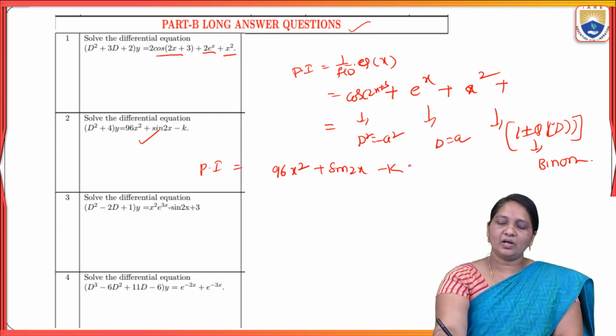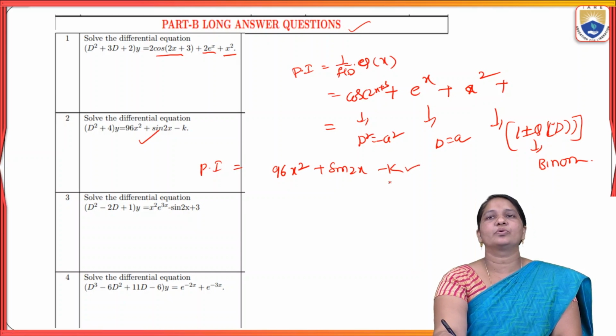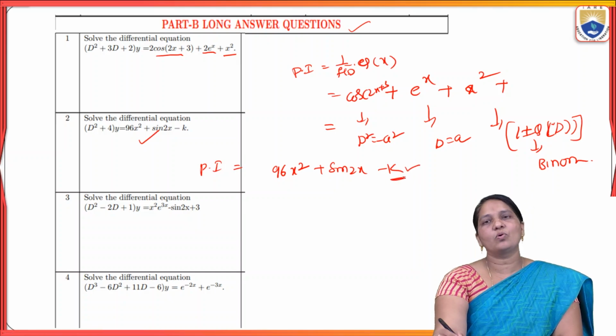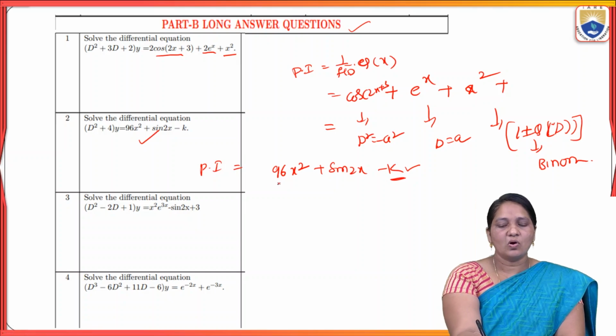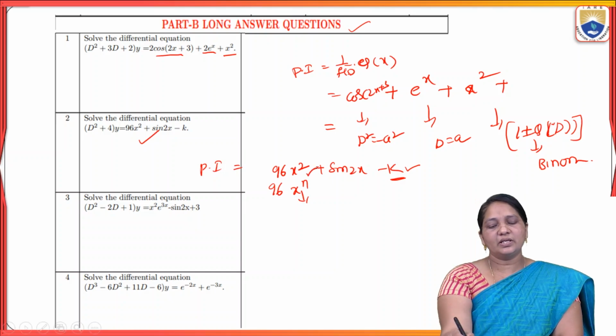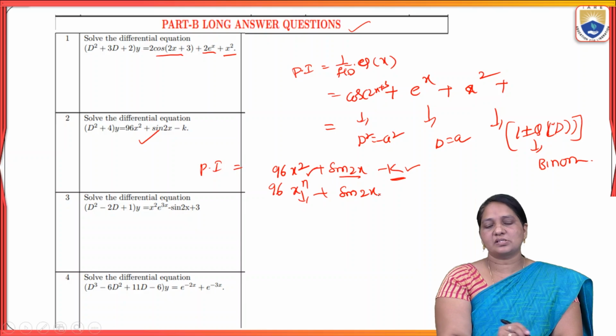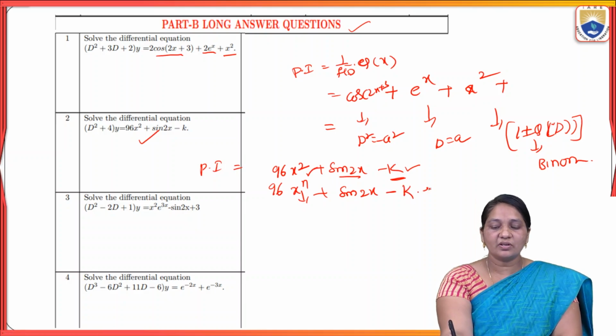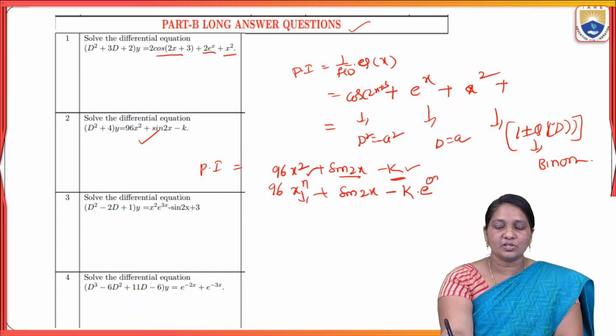So here some of the students having the question about the minus k. This is the constant. Already we know 96 is the constant. For the x power n formula we can follow here. Here we can follow the sin ax form. But here we are having only constant. So that's why we are going to write here e power 0x.